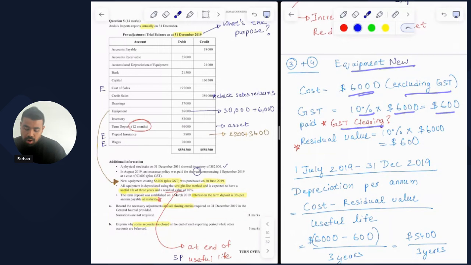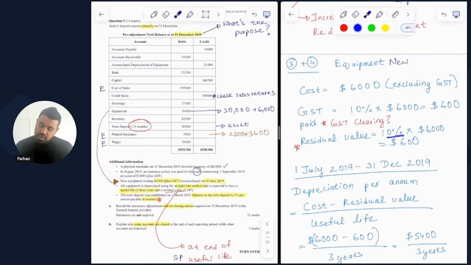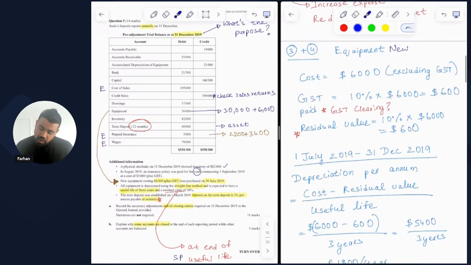All right. So the residual value is given as 10% of the cost in the question. So 10% of $6,000 is $600. Now, what do we understand by the residual value? So the residual value simply refers to the likely selling price at the end of the asset's useful life, or after all the economic benefits have been consumed for the relevant asset, we would be able to sell it for 10% of what it was originally worth. Okay, so let's find the depreciation for this new equipment.